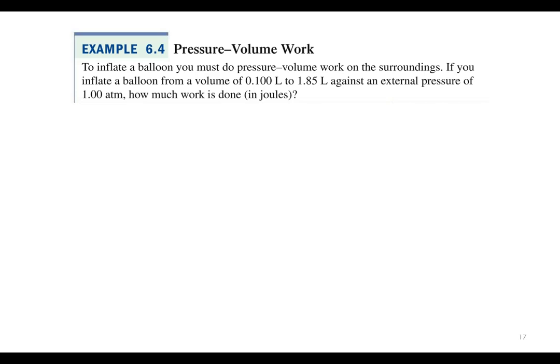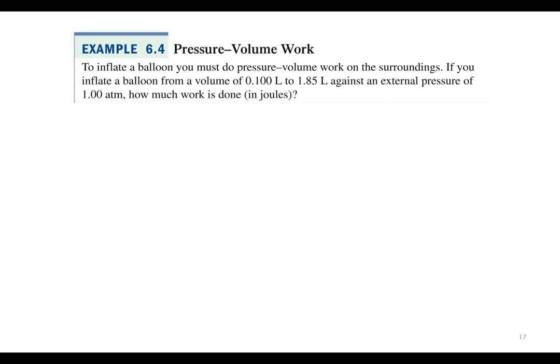To inflate a balloon, you must do pressure volume work. This is why in Gen Chem 1, when we were talking about gas laws, I'm not doing that. That's a lot of work to inflate balloons. If you invite me to a party, which I'm available for, I'll tell my friends that I'll be at a different party. I'll only inflate one balloon. That's all I've got the stamina for.